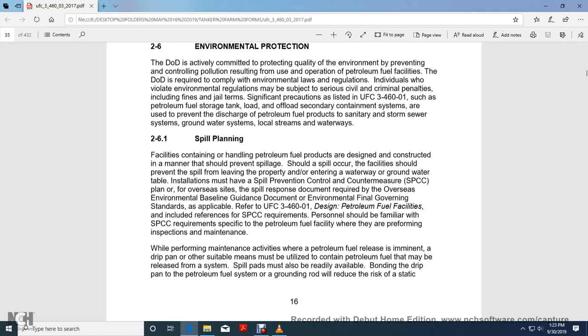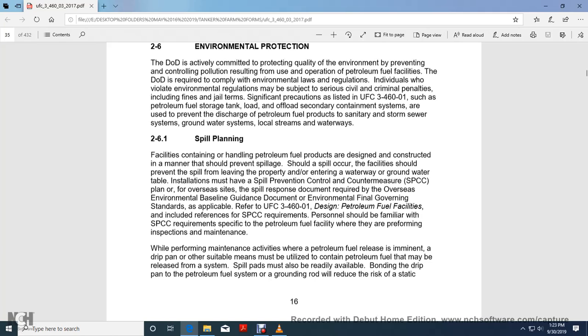2.6.1 Spill planning. Facilities containing or handling petroleum fuel products should be designed and constructed in a manner that prevents spills. Should a spill occur within the facility, it should be prevented from leaving the property and entering the waterway or groundwater table. The installation's spill prevention control and countermeasures plan oversees the spill response documentation required. Refer to the overseas environmental baseline guidance document, final governing standards, as applicable. Refer to UFC 3-460-01, Design: Petroleum Fuel Facilities, for the spill prevention control and countermeasure requirements.